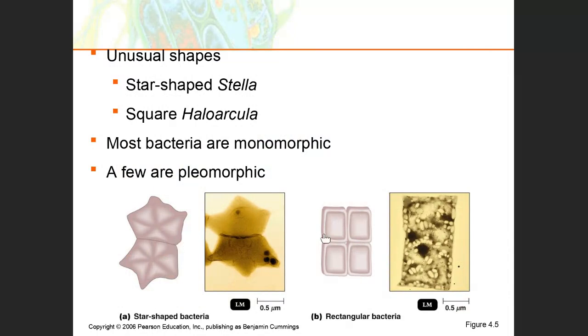Here we have a square-shaped or rectangular-shaped Haloarcula. And there's even an archaeon, that other major group of prokaryotes, which is kind of shaped like a football. The example is Archaeoglobus. So there are some more unusual shapes out there. Those are not common. Those are not typical.